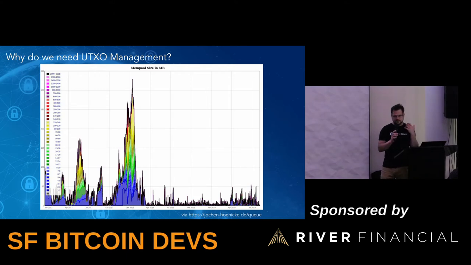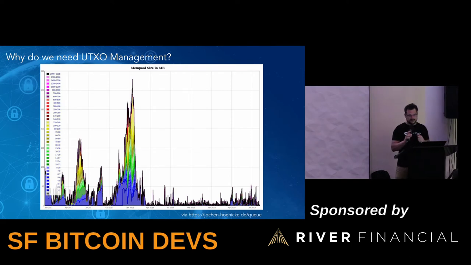This is a very popular mempool graph. On the x-axis, we have the time. This is now showing January 2017 through today. And on the y-axis, you see the amount of data waiting in the queue to be included in the blockchain. Now you ask, what are the colors about?